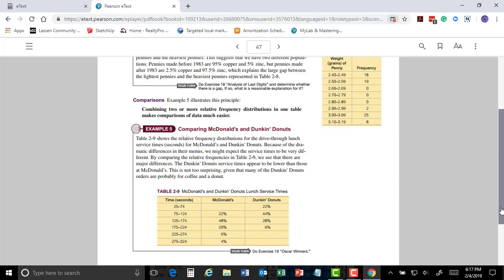So it's comparing the times to be serviced, from the time you go up to a window to when you get your order. So these are the number of seconds. Dunkin' Donuts has that. That's what I was telling you. When you're doing a problem, these are not giving you the raw data, but they're giving you the relative frequency.